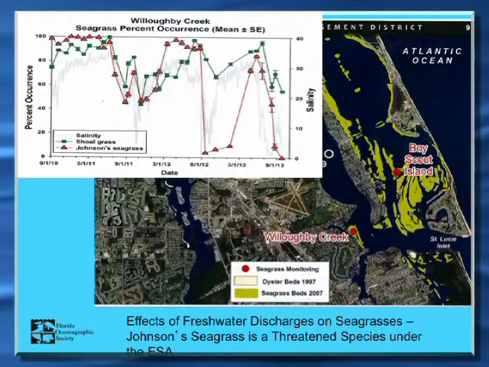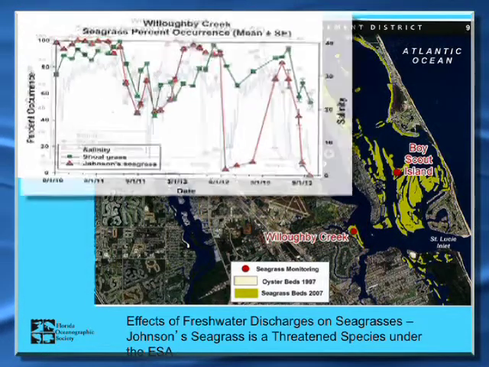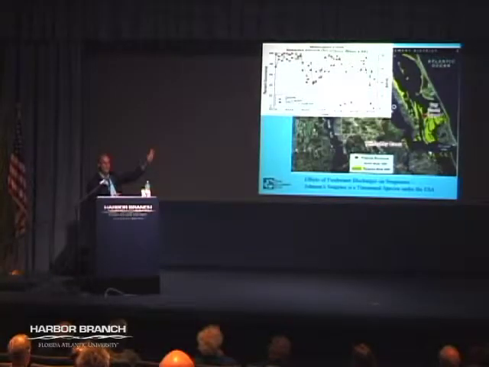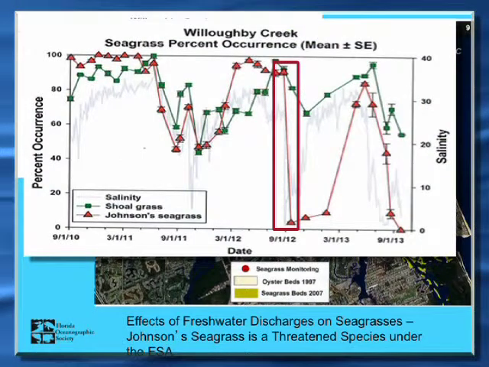This is a good graphic on one of the sites that the district samples at Willoughby Creek. You can see around the inlet. And just look at the red line. This was last year when that big dip happened, when we had Tropical Storm Isaac come through, and there was a lot of similar discharge event, but not the longer duration. And you can see it went from about 95% coverage down to about 2%.